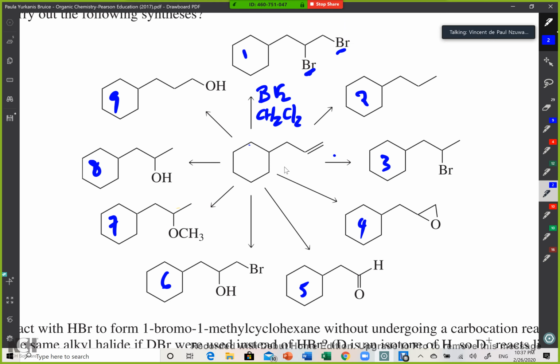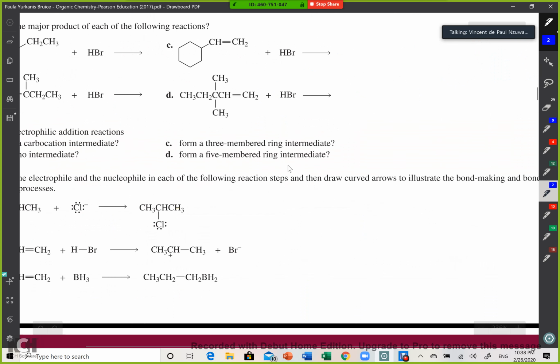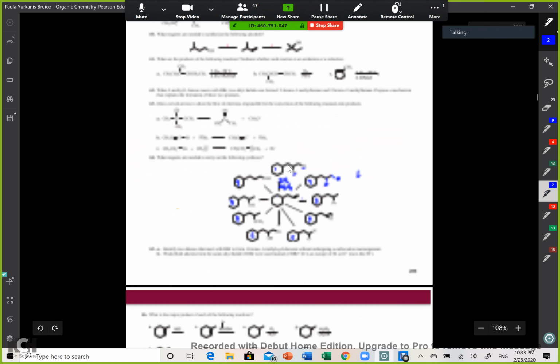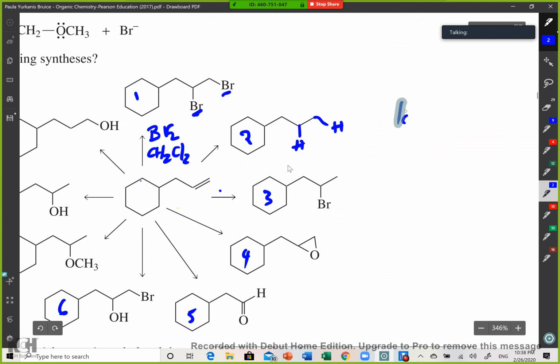Product number two. I want you guys to recognize that in product number two, you are simply adding two hydrogens. That's why the hydrogens were not shown. And the only way you can add the hydrogens is by using H2 in the presence of palladium and carbon. That's the way you can add the hydrogen. Okay. So adding hydrogen in the presence of palladium and carbon.